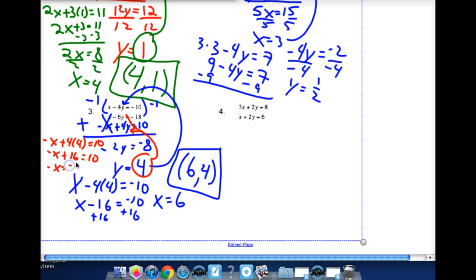Negative x equals negative 6. x equals positive 6. You get the same answer, guys, whichever route you take. Okay?